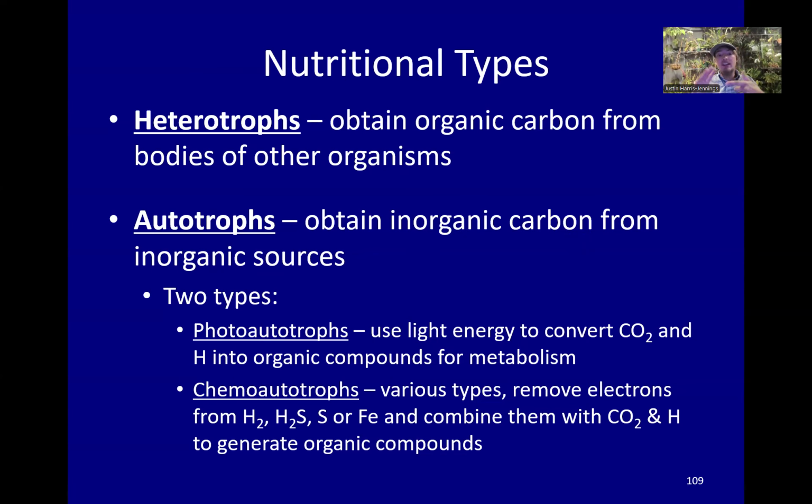And this source of energy can either come from light or it can come from chemicals. And this is what gives you photoautotrophs or chemoautotrophs. Chemoautotrophs can come from things like hydrogen sulfide or iron redox reactions and things like that that can tear off these electrons and do the inorganic chemistry that's hard for the biochemistry to do.